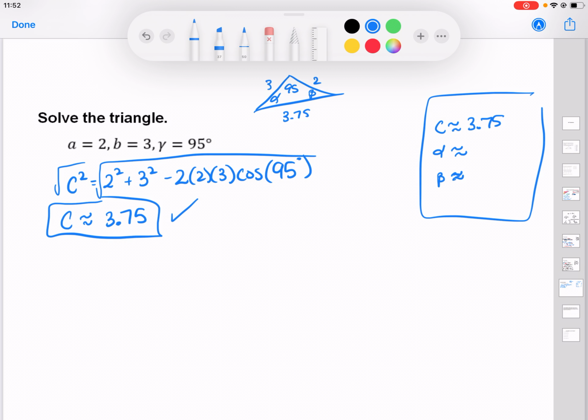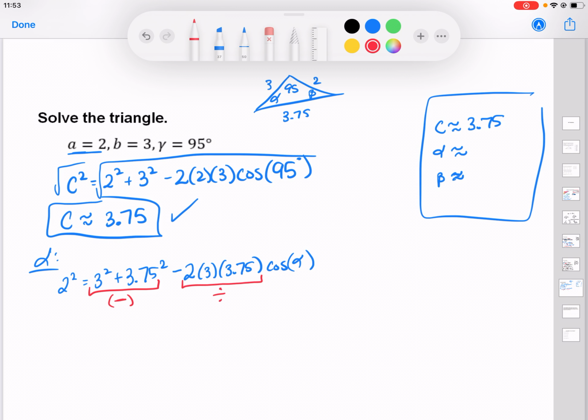Okay, so I'm going to go ahead and just choose one. Let's find alpha first. So if we're looking for alpha, we need to start with the side a. So I'm going to start with 2 squared, set that equal to 3 squared plus 3.75 squared minus 2 times those two sides times cosine of this angle we're looking for, in this case alpha. So a quick trick, these two you're going to subtract, and then we're going to divide by all of that, and then we're going to do the inverse.